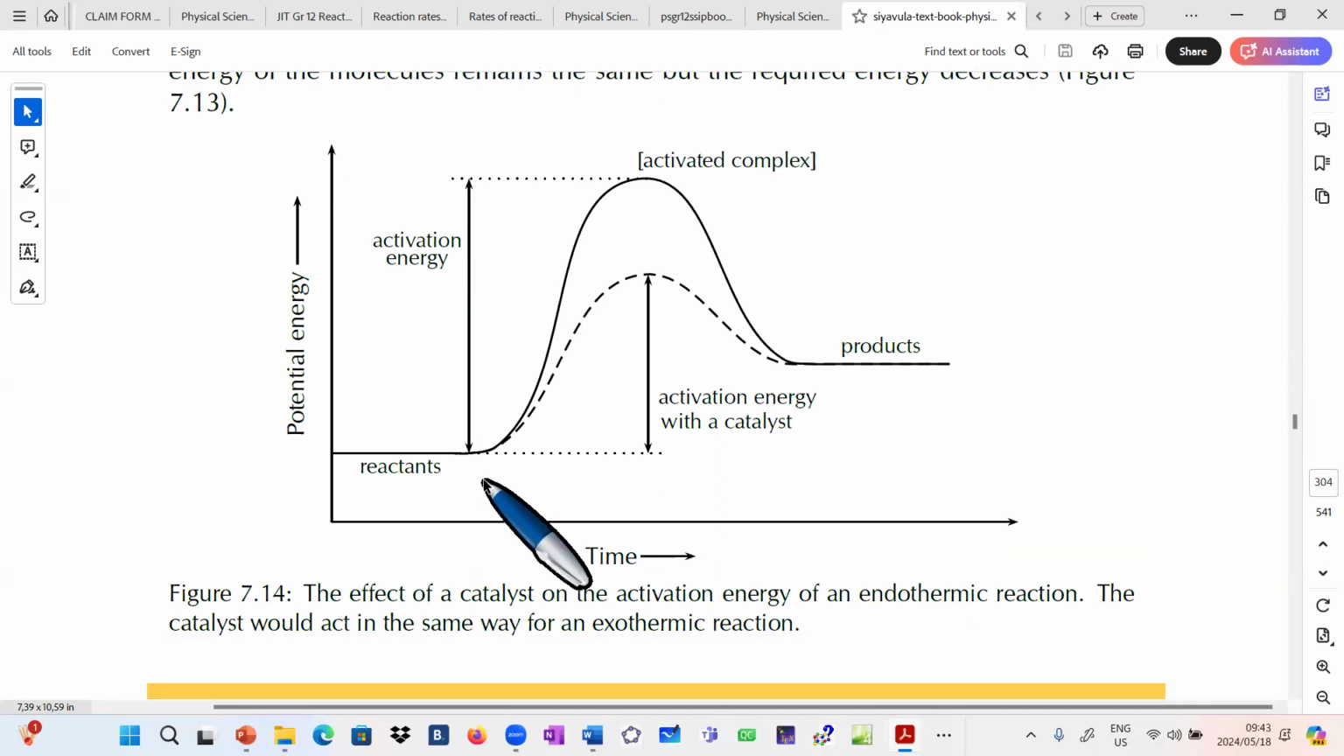Okay, we're back to grade 11. Potential energy versus time. The reactant energy is less. So the effect of a catalyst on the activation energy of an endothermic reaction, the catalyst would act in the same way for an exothermic reaction.